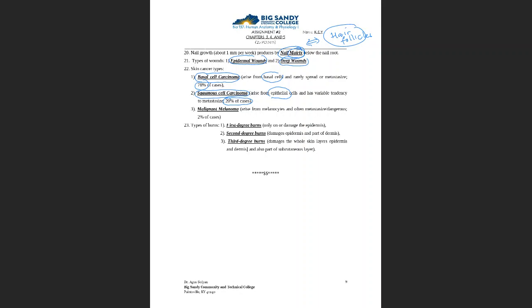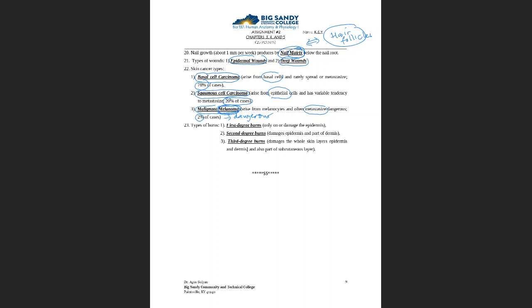But the most dangerous one is called malignant melanoma. This comes from melanocytes. The color is darker for melanoma cancer. It's only 2% of the cases, but this is dangerous. So this is a dangerous skin cancer because it metastasizes. Metastasized means they move from the skin to other organs in our body.